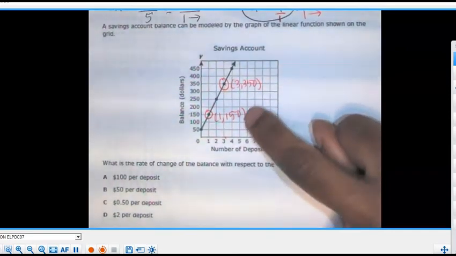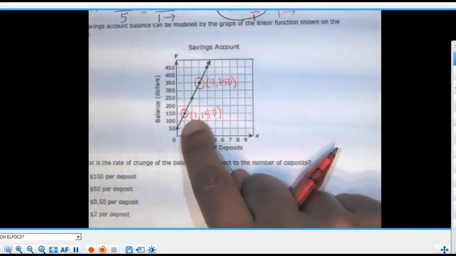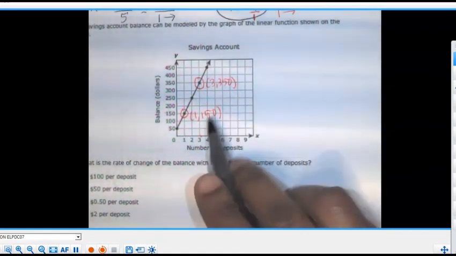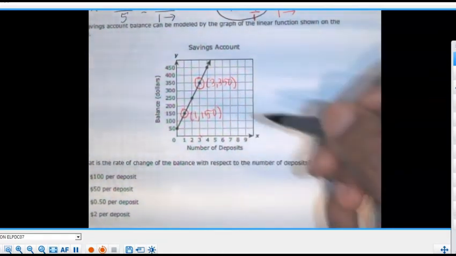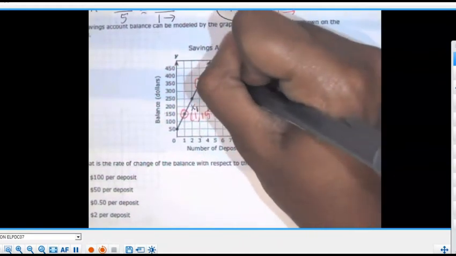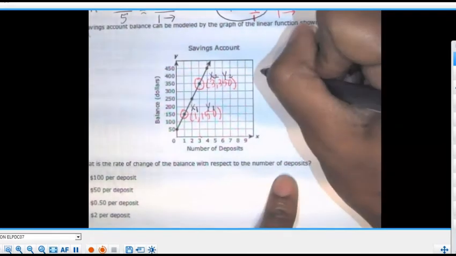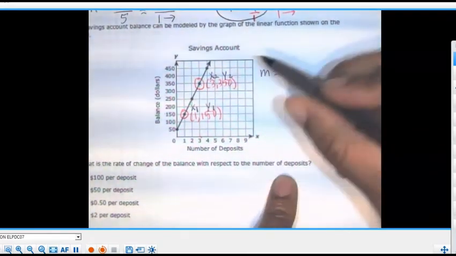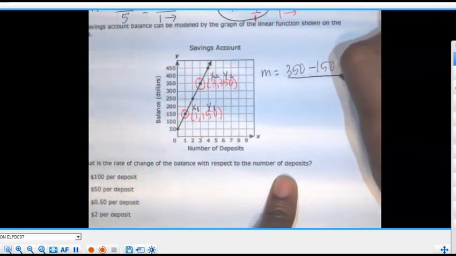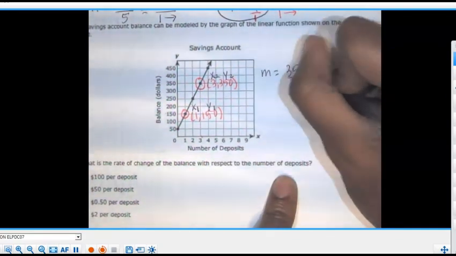Okay, and then I could just do the calculation, right? So real fast, remember, this is the x, this is the y. This is the x, this is the y. So I'm going to call this one my point 1 and this one's point 2. So this is x1, y1, x2, y2. So real fast, I'll plug it in. M is equal to y2, which is 350, minus 150 for our y1. And then x2 is 3 minus 1, which is 2.